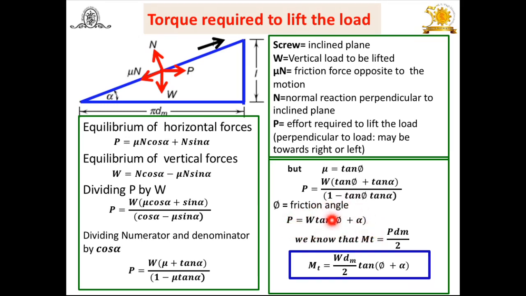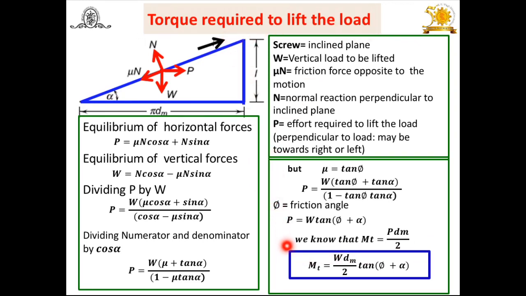So what we have to do? We have to find out the torque required to lift the load. So what is the torque? That is MT. MT means P, that is the effort required which acts perpendicular to the W, into dm by 2, the mean radius. So what is the P? Already calculated, this value you can substitute here. So what will you get? MT is equal to W tan of phi plus alpha into dm by 2. So this is the torque required, which is shown in highlighted bracket, to lift the load.